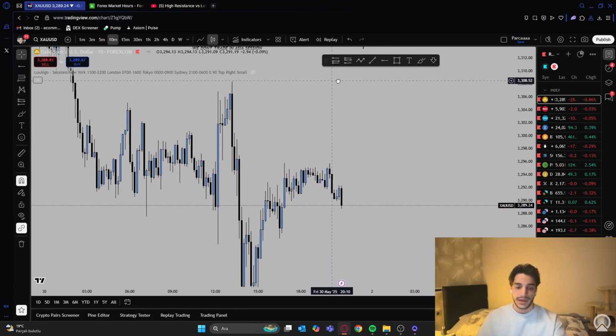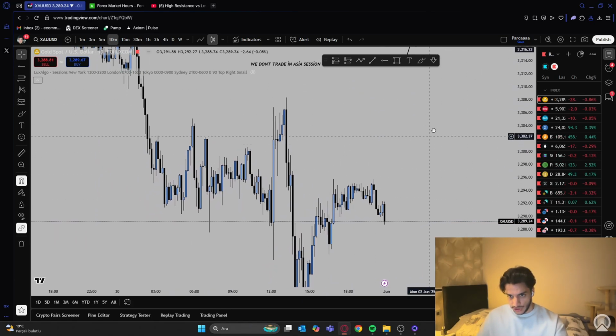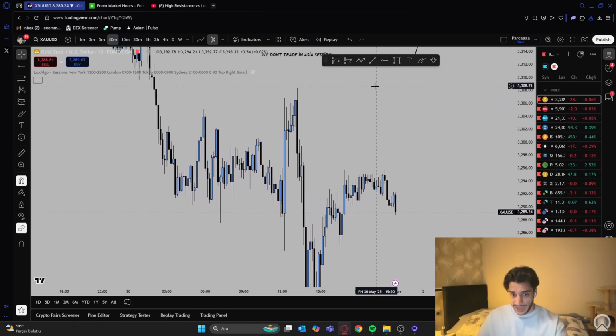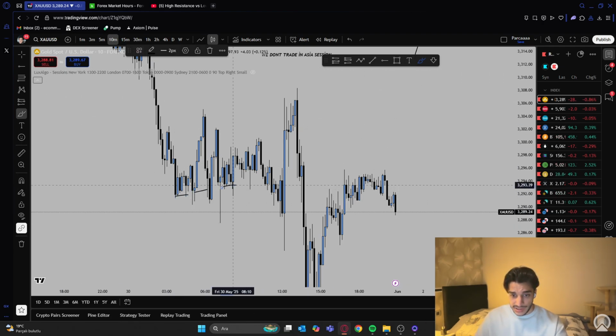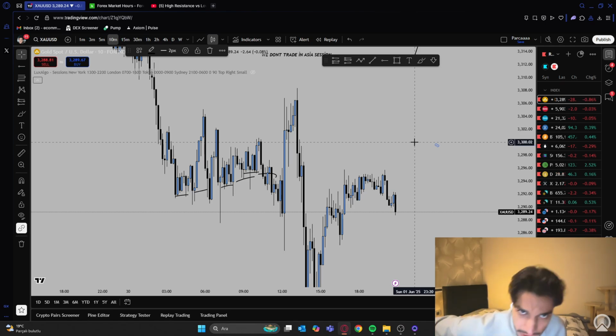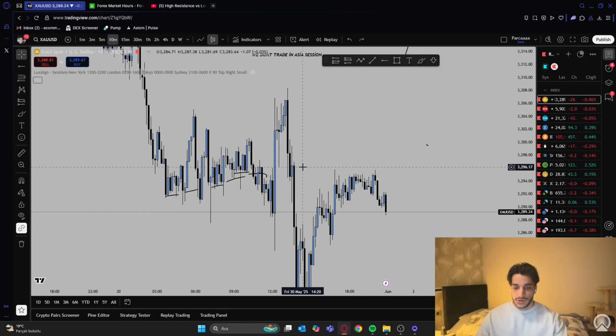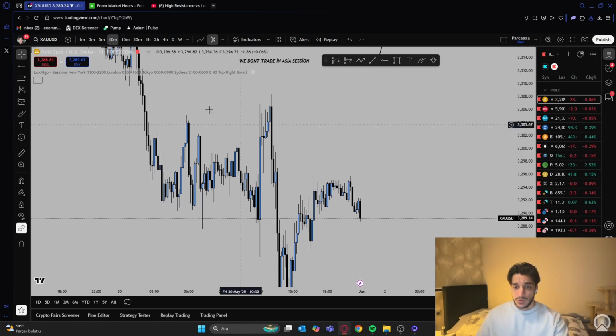All right. So what do we see here in the chart? We can see a lot of liquidity stacked close to each other. Okay, now I feel better. I'm not talking about this because I already explained it.